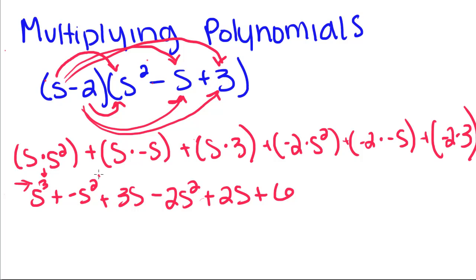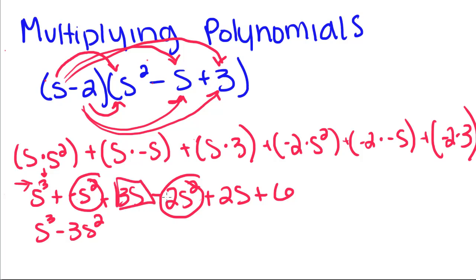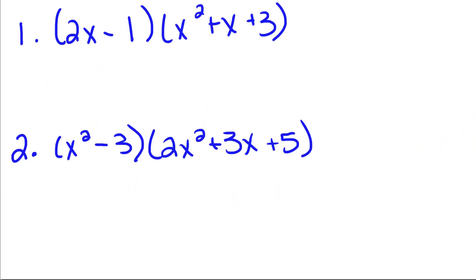So now we're going to combine these like terms. So s cubed plus negative s squared minus 2s squared is negative 3s squared, and then 3s plus 2s is 5s, and then we just have a 6 at the end. Okay.